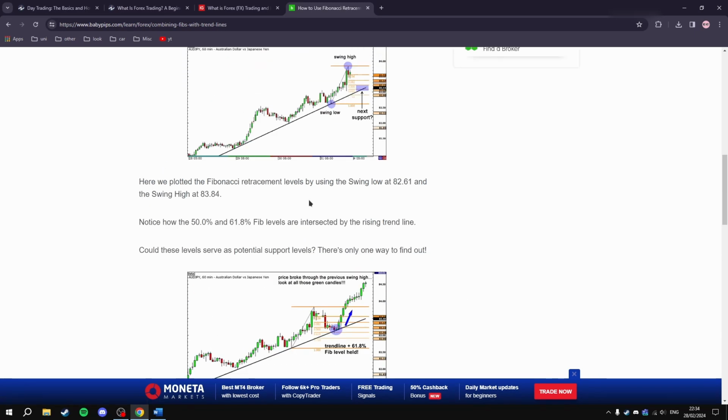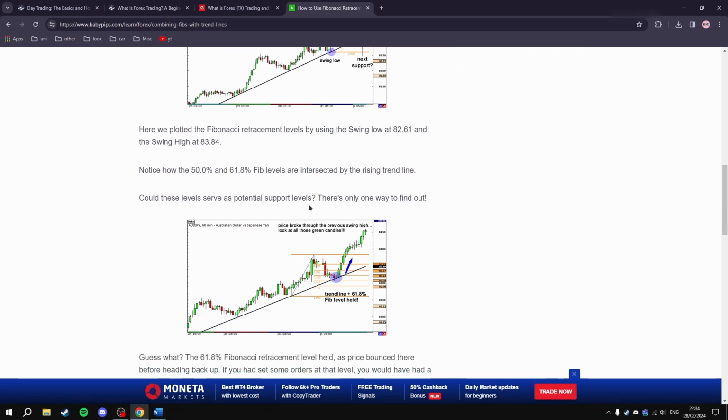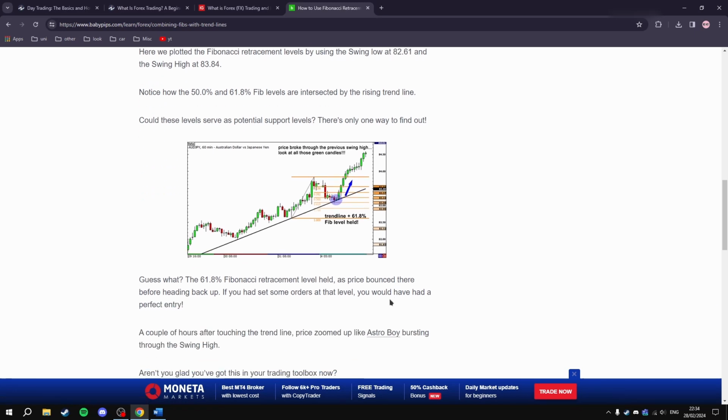Price broke through the previous swing high. Look at all those green candles. Trend line plus 61.8% Fib level held. Guess what? The 61.8% Fibonacci retracement level held, as price bounced there before heading back up. If you had set some orders at that level, you would have had a perfect entry.